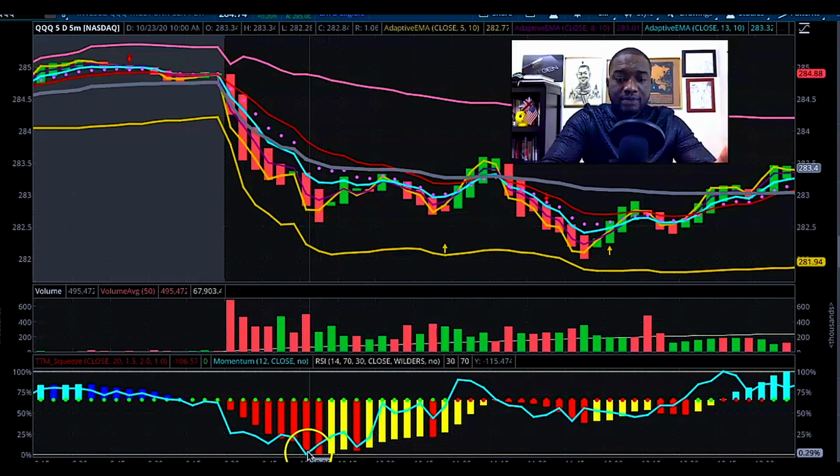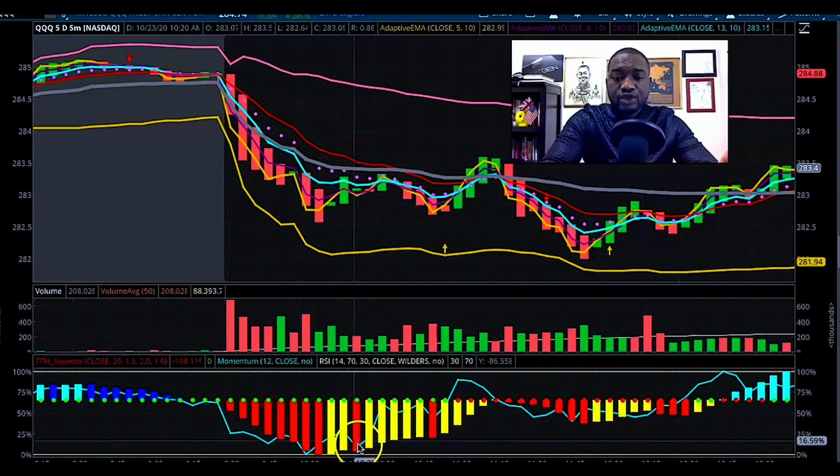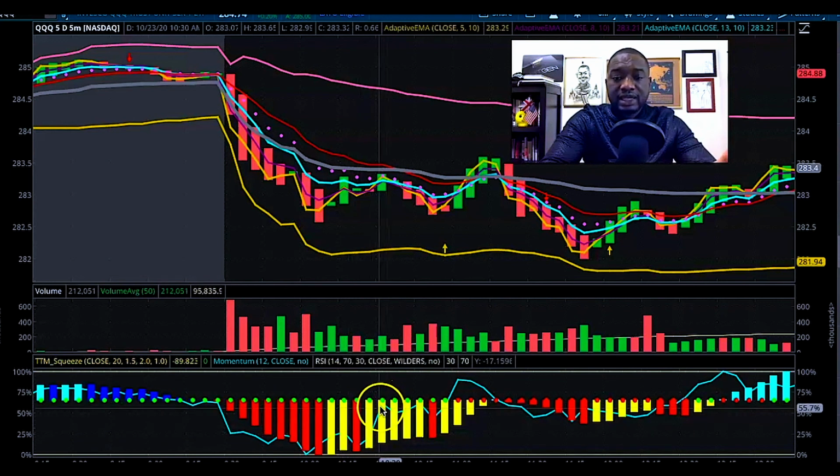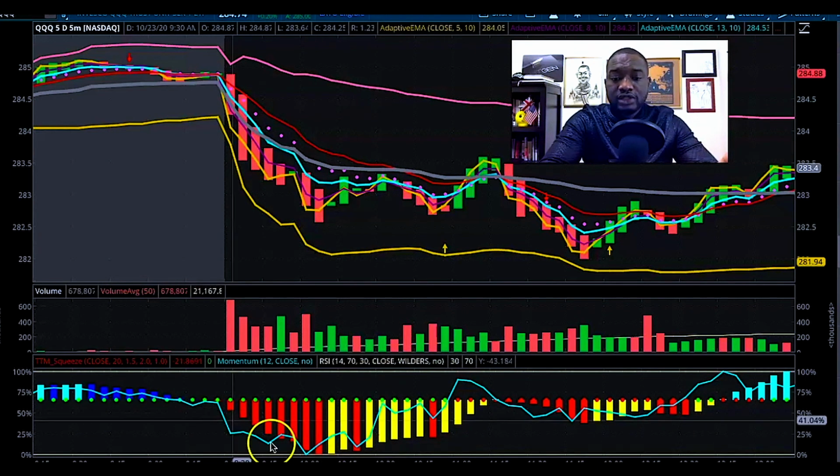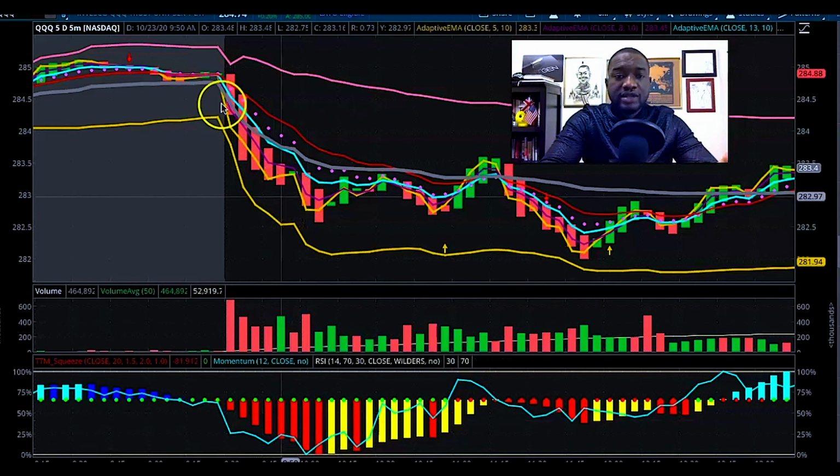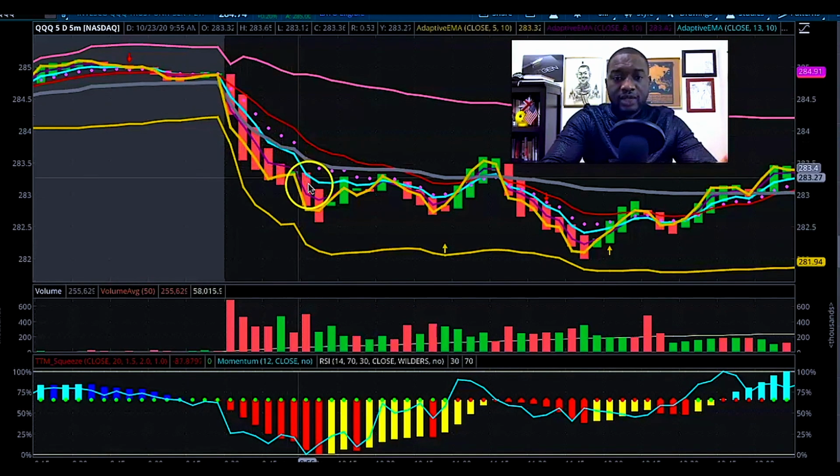And then right here, we look at the momentum indicator here. It started pushing up as well. And usually when that happened, most likely the momentum is basically done to the downside. So if you were able to take the trade here, taking it all the way down, this would have been a good trade.